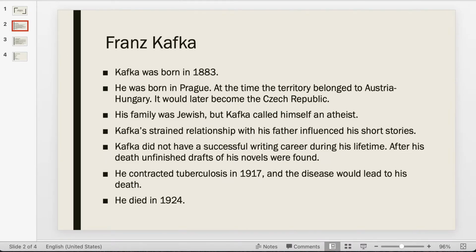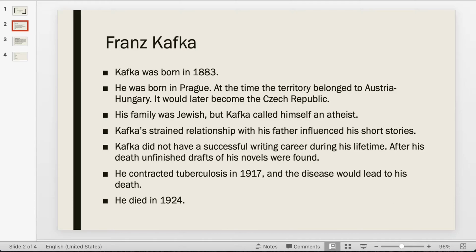Going on now to a little bit of background on Franz Kafka, our author. He was born in 1883 in Prague. At the time, the territory belonged to Austria-Hungary and would later become part of the Czech Republic. His family was Jewish, but Kafka considered himself an atheist, so we see that movement away from religion in some of his personal writings that we have.